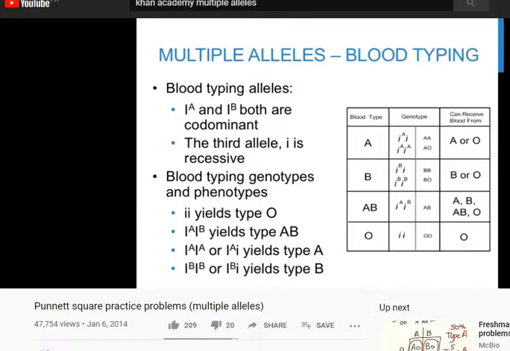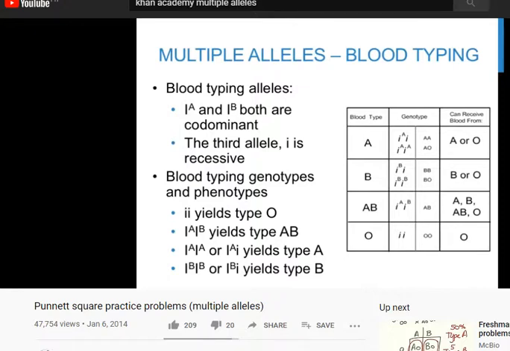Individuals with the genotype lowercase i would have the recessive O phenotype. They don't have, and wouldn't show, the A or B antigens. Individuals with the genotype capital IA, capital IB would have the AB blood type. As you can see from the chart on this slide, there are two different genotypes that could yield an A or B blood type.